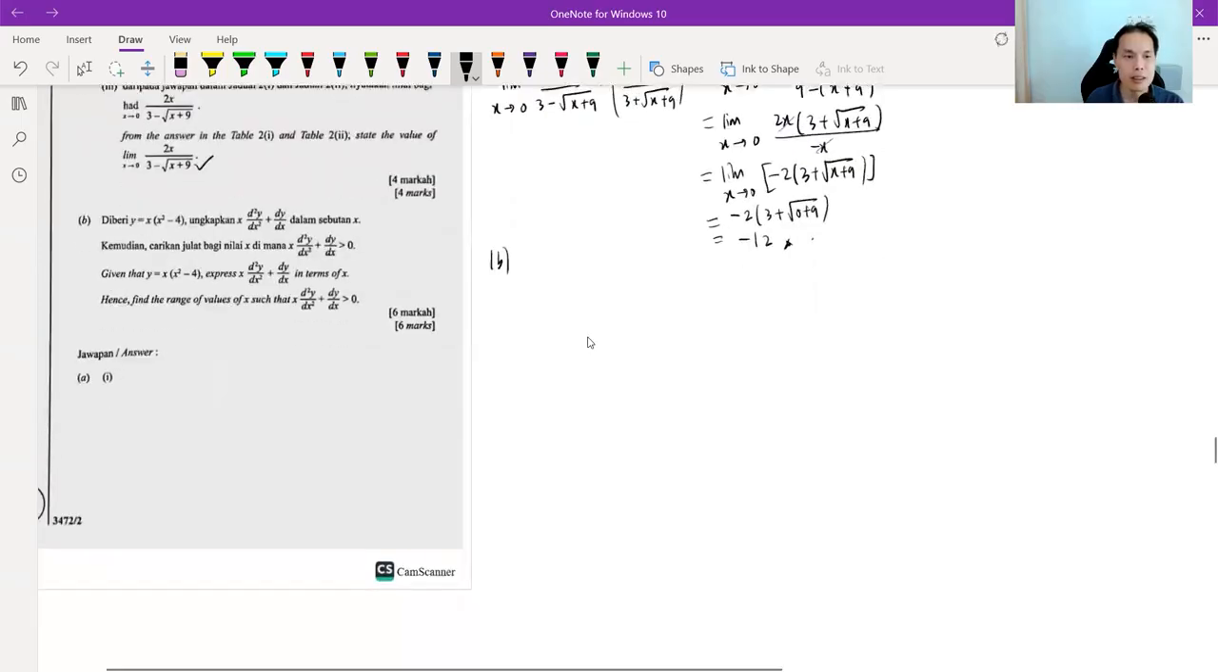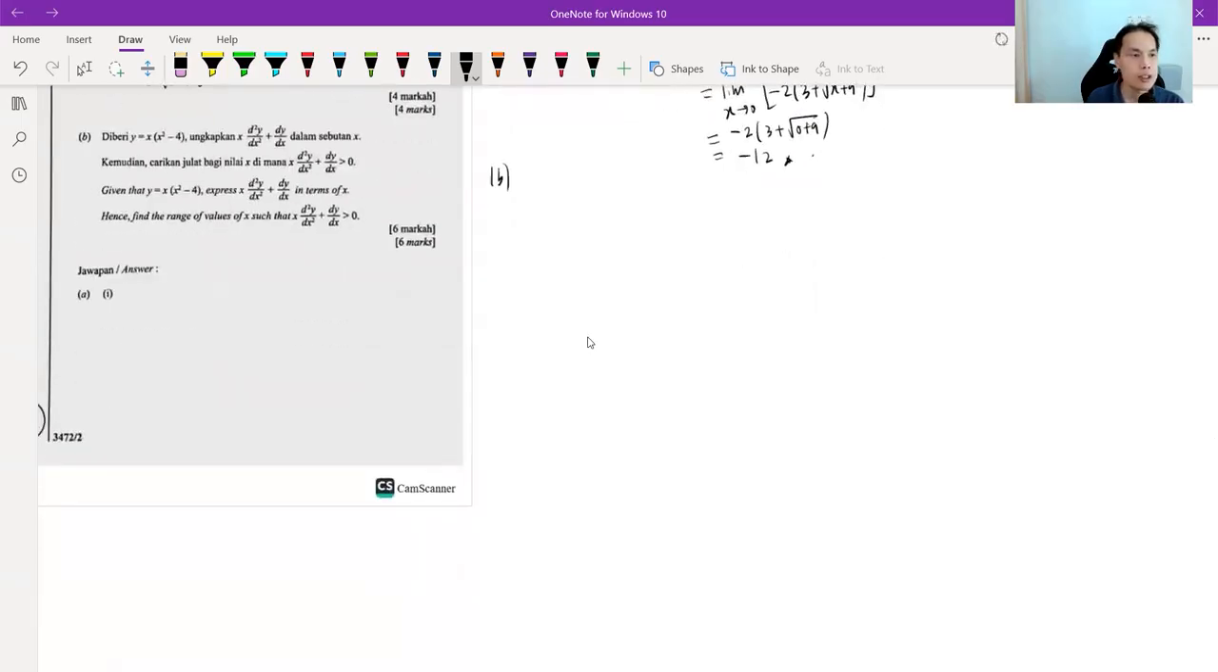Yep. Let's move on to part B. Here we are supposed to express x d2y/dx squared plus dy/dx in terms of x. You're given your y is this.